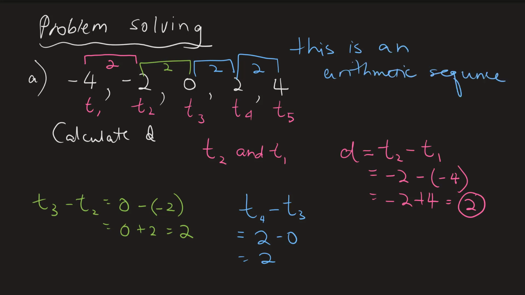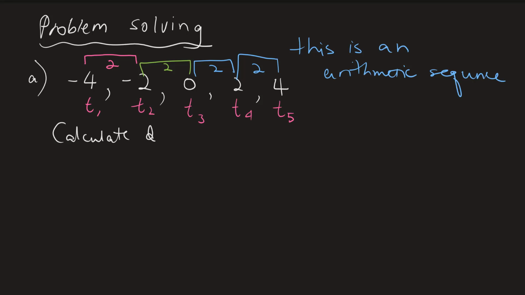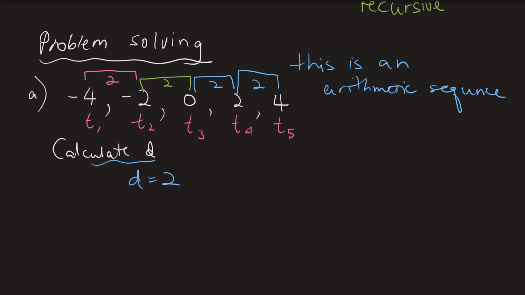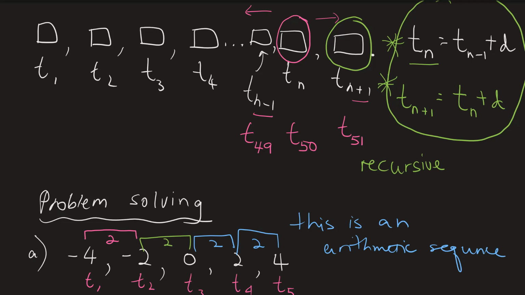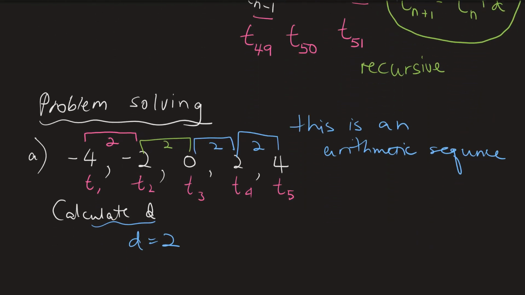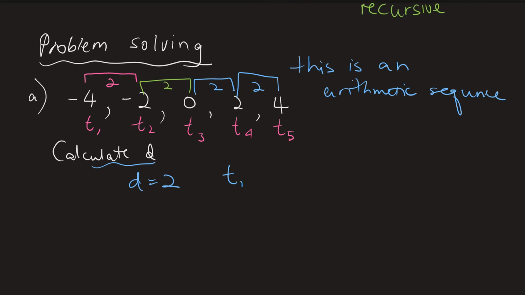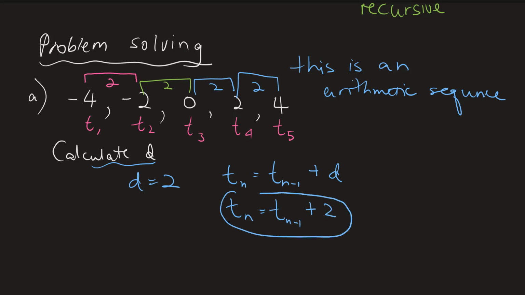Now the next thing I wanted you to do was to find the recursive function. So let me just erase this to give myself some space. So I've now calculated D, and D is equal to 2. Now I'm just going to show you the 2 functions here, and I will use both of them so that you can have an idea of how they would look like. So the first one is the function Tn is equal to Tn minus 1 plus D. So this becomes Tn is equal to Tn minus 1 plus 2. So this is my first form of the recursive function.